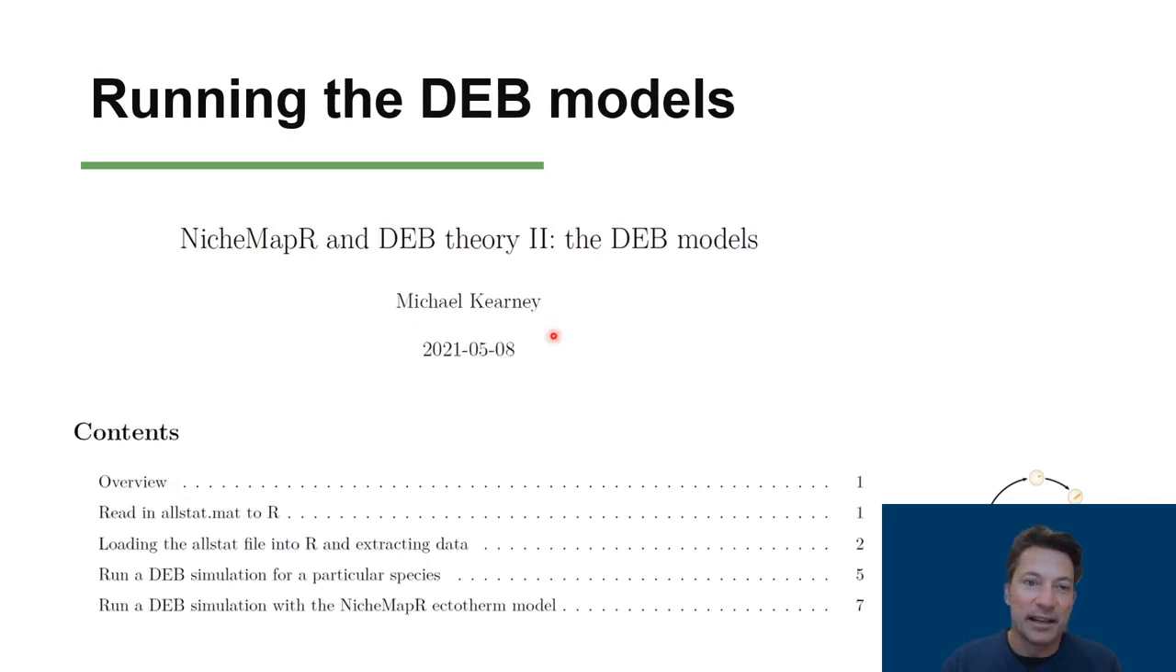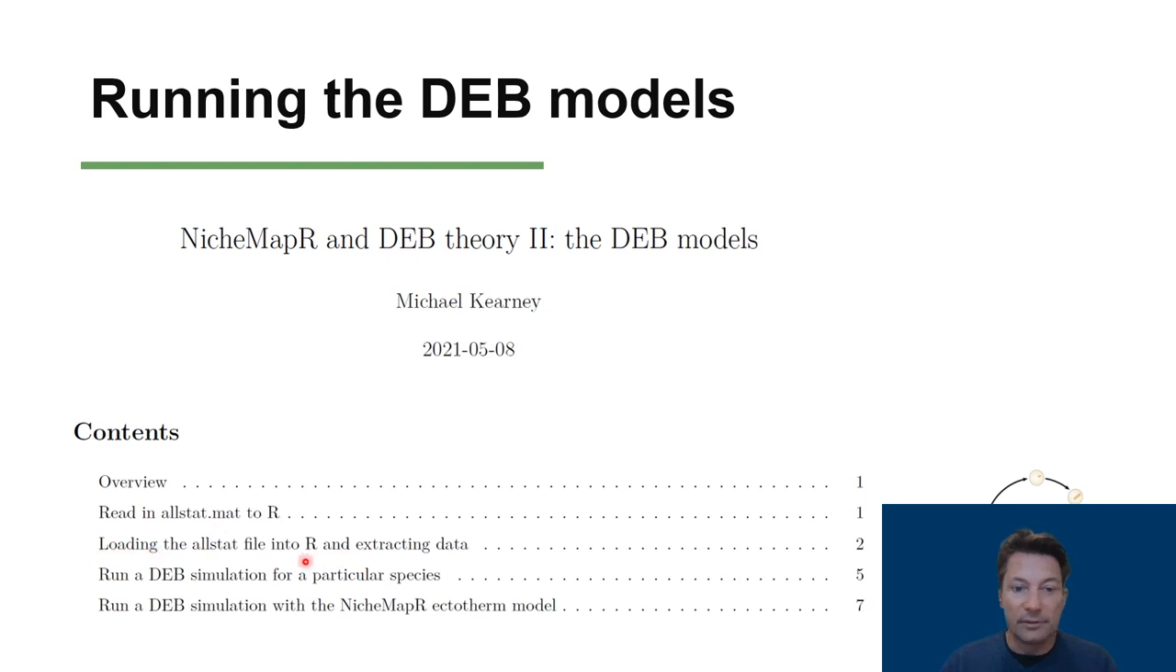Then there's a second one that actually shows you the DEB functions within NicheMapR. So it shows you how to read the allstat.mat file into R. It takes a long time, but you can turn it into an R object, and then you can use that instead of the allstat.mat file, and it loads much more quickly.